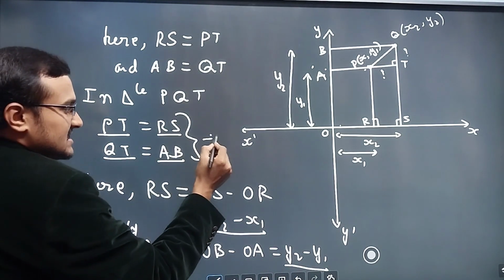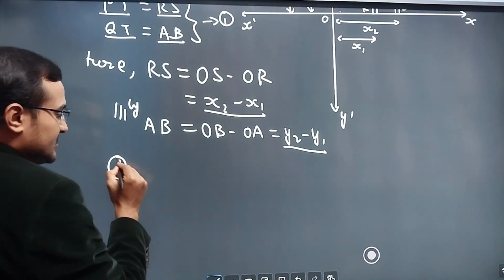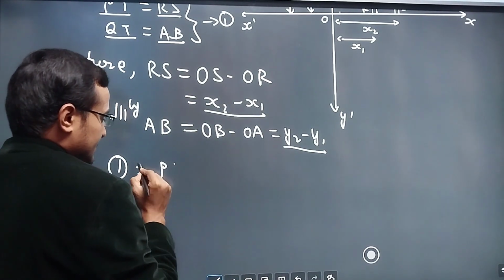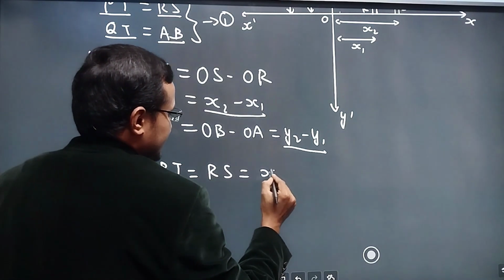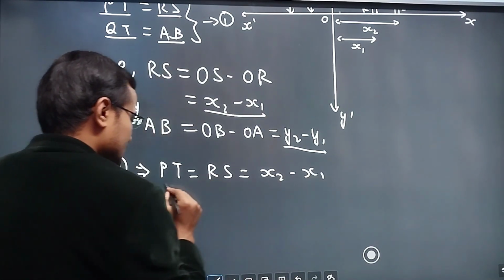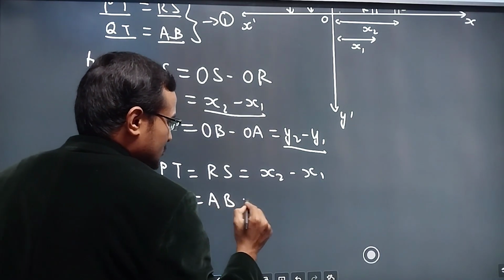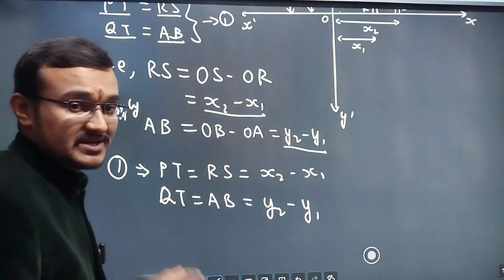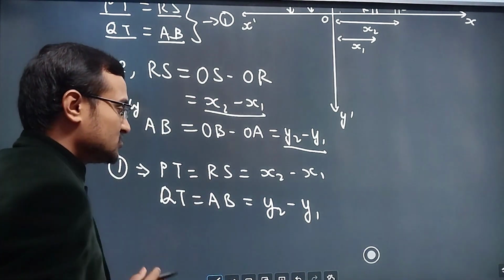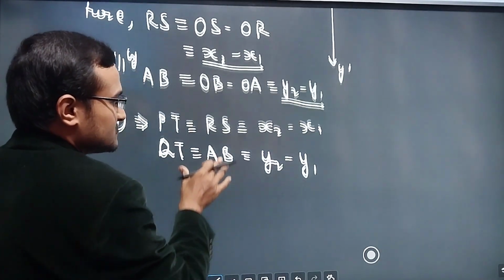So if you call this as equation 1, then our new equation 1 will be PT is equal to RS is equal to x2 minus x1, and QT is equal to AB, which is equal to y2 minus y1. So now here PT is equal to RS is equal to x2 minus x1, QT is equal to AB is equal to y2 minus y1.